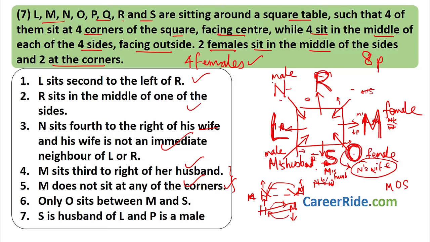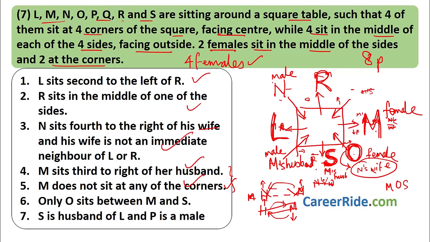We do not know the name of N's wife. We just know this position is for N's wife. So only we did not write M's husband over here. Okay. O can be N's wife. O can be female. So M, only O lies between M and S. Okay. S comes over here.